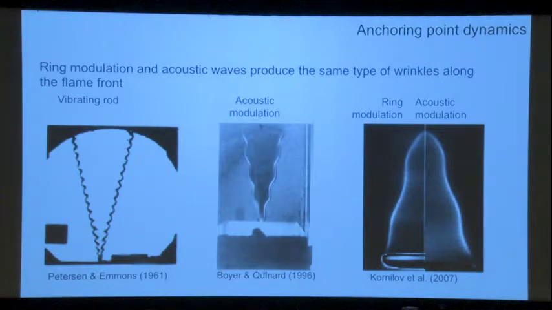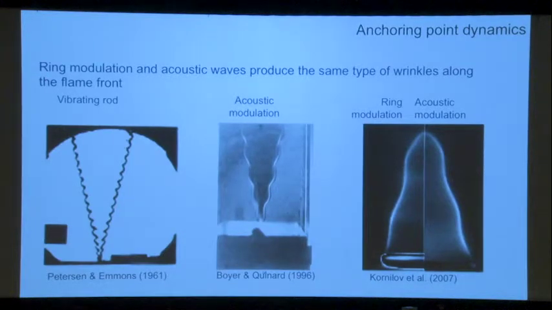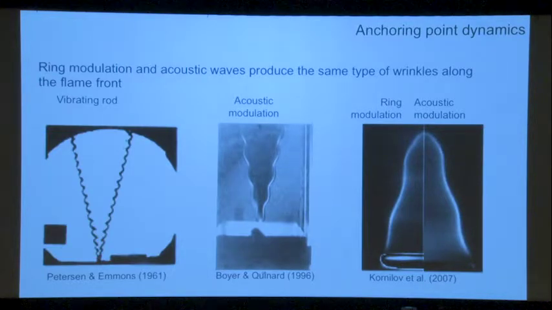Let me just show that, again, very early there were experiments of that kind. For example, Peterson and Emmons. Emmons was a very well-known specialist. Later in his life, he worked on fire, but he was Howard Emmons. He was a professor at Harvard. And they did this experiment where they were moving this stabilizer in this direction, and you can see the oscillations of the flame. Boyer and Kina were doing also some experiments like that, and Kornilov in the group of De Goey in the Netherlands has also looked at the anchoring point effects using some electrical techniques.